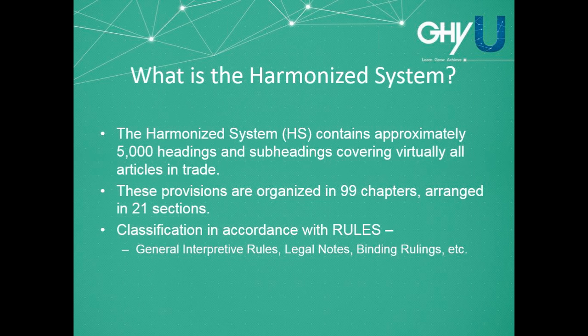So what exactly is the harmonized system? Well, it contains 5,000 headings and subheadings covering just about everything. They're separated into 99 chapters in 21 sections, and it is based in accordance with the general interpretive rules that we just went through, the legal notes, the binding rules, etc.